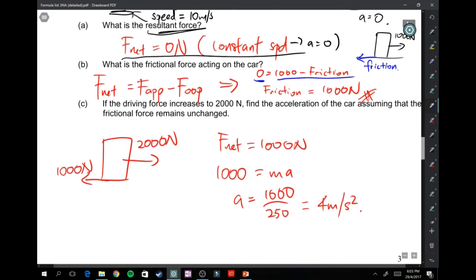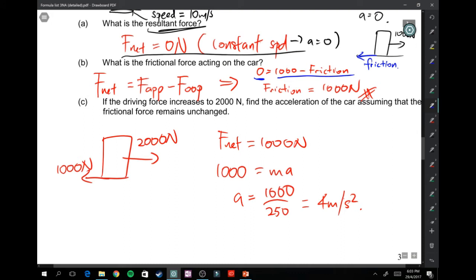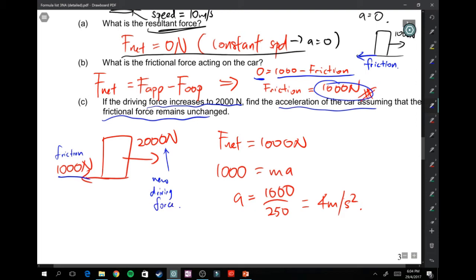Now, they change the question such that the driving force increases to 2000 Newton. Now find the acceleration. Redraw the free body diagram, assuming that the frictional force remains unchanged. That means the frictional force is 1000 Newton. Redraw it and you'll get something like this. This is the friction, and this is the new driving force. So from here, we know that F net equals 1000 Newton, and 1000 equals ma. Just do this working: F equals ma. Find your a, because F net is 1000. You get 4 meters per second squared. This is your answer.